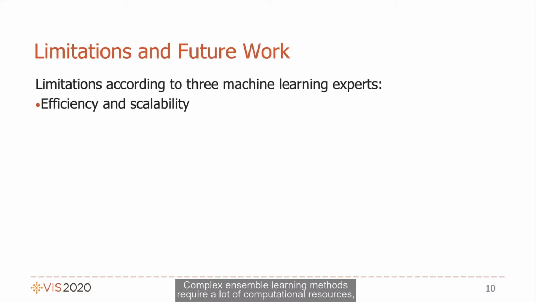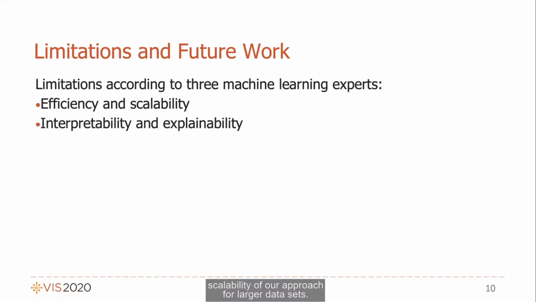Complex ensemble learning methods require a lot of computational resources, which affects the performance of our approach. Also, the use of visual analytics in between levels makes this even worse. Progressive visual analytics workflows could be useful for improving the scalability of our approach for larger datasets. Interpretability and explainability is another challenge in complicated ensemble methods, which is not necessarily always a problem depending on the data and the tasks. Utilization of user-selected weights for multiple validation metrics is one way towards addressing this challenge.